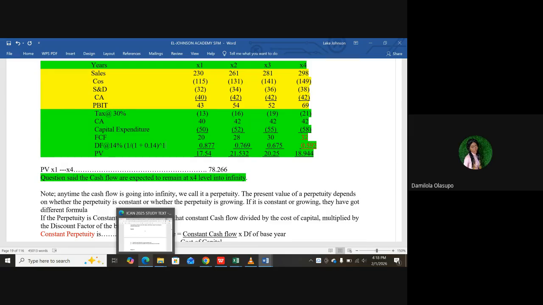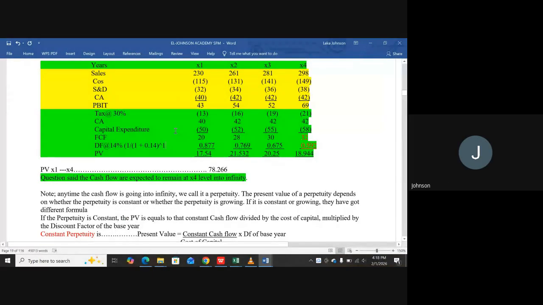For year 1, we have 0.877. So year 1, we have 0.877. Okay, that's what we have over here.